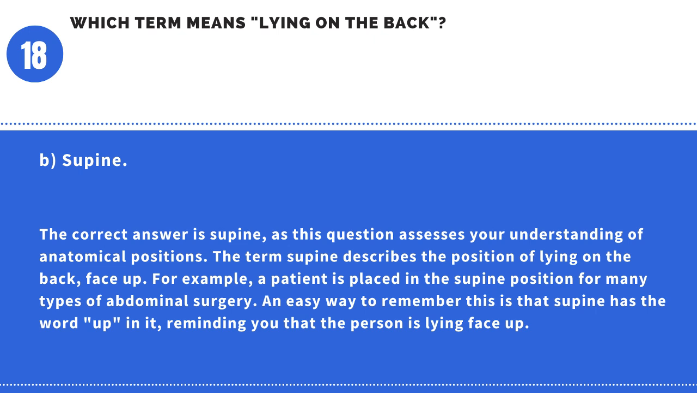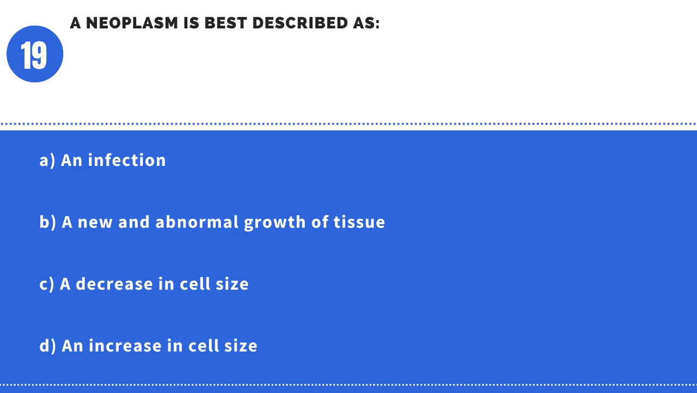Answer: B. Supine. The correct answer is supine, as this question assesses your understanding of anatomical positions. The term supine describes the position of lying on the back, face up. For example, a patient is placed in the supine position for many types of abdominal surgery. An easy way to remember this is that supine has the word up in it, reminding you that the person is lying face up.